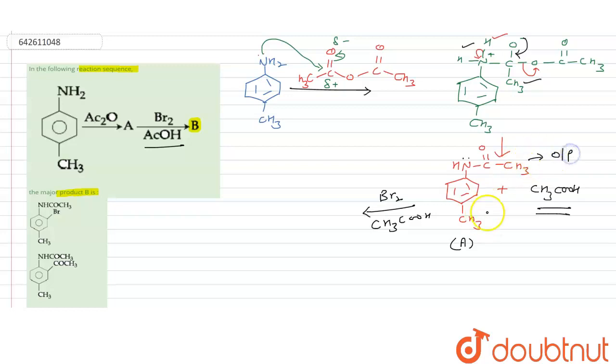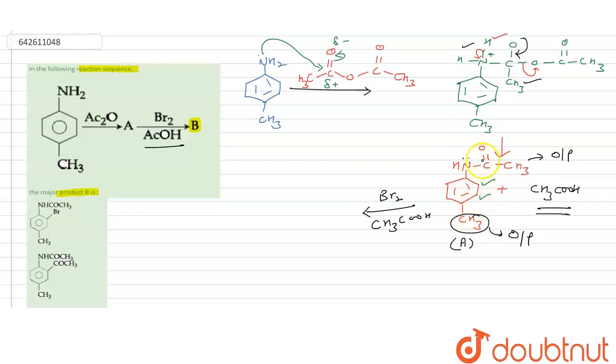And this methyl group is also ortho and para directing. Now if we carry out the bromination here, bromine will attach either here or here. These two positions are the same and these two positions are the same. If bromine attaches here, this is the ortho position with respect to this group, and this is the ortho position with respect to this group.